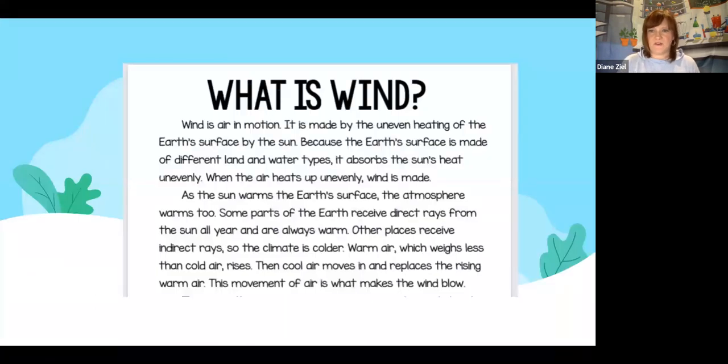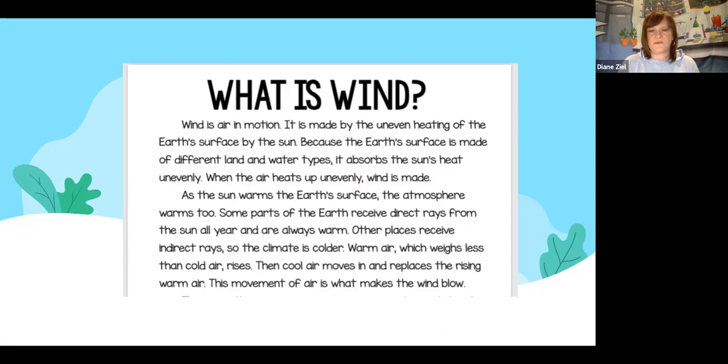So let's stop and first talk about the question, what is wind? Wind is air in motion. It is made of the uneven heating of the Earth's surface by the sun. Because the Earth's surface is made of different land and water types, it absorbs the sun's heat unevenly. When the air heats up unevenly, wind is made.